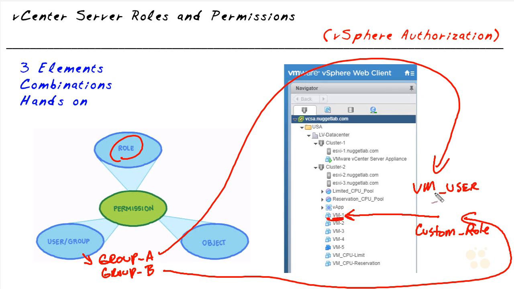Group A is associated with the VM user role. Group B is associated with the custom role. And the question is, what do you suppose for Nuggin, who's a member of both those groups, what do you suppose Nuggin's effective rights are, his effective permissions, if you will, at VM1?